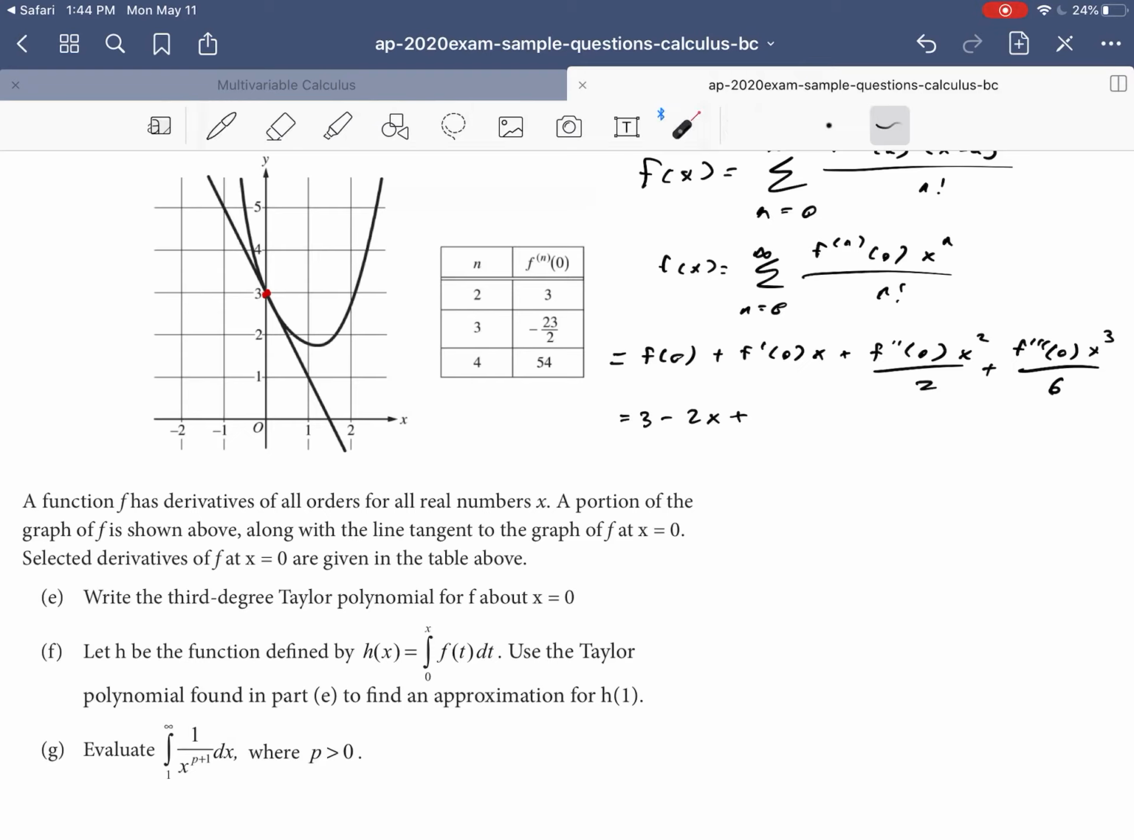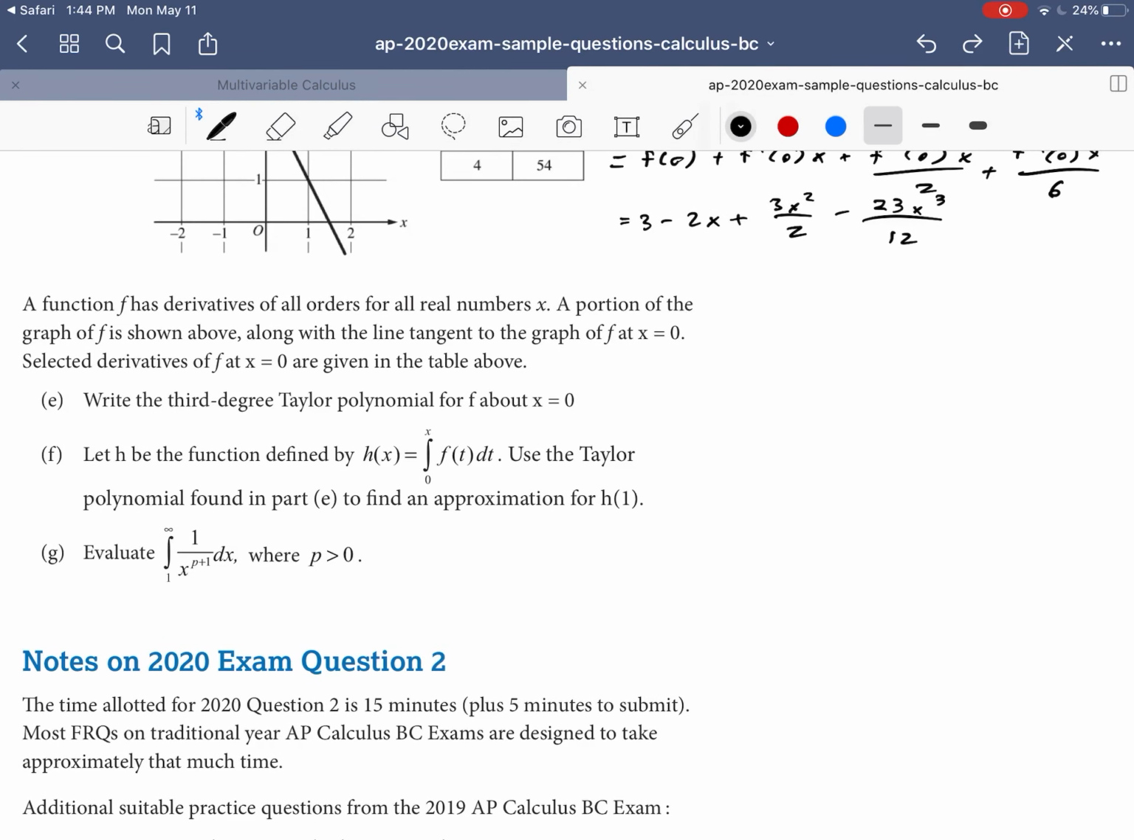minus 2x, plus now we are going to use this table here. So plus f double prime of 0. F double prime of 0 is this 3 right here because the n is the order of the derivative. So we get plus 3x squared over 2. Now f triple prime of 0 is, when we simplify it all, we're going to get negative 23x cubed over 12 because we have a 6, but then we're also dividing by that 2 right there. And so that is the answer to part E.